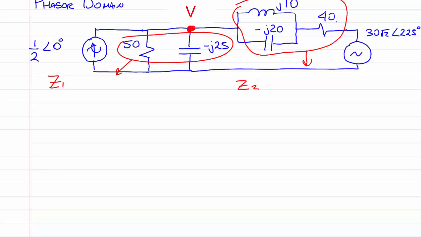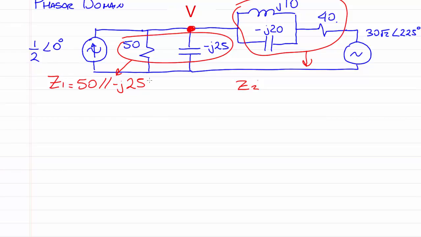Just like when we combined resistors together, we can combine impedances together. For Z1, you can see that I'm going to have 50 in parallel with minus J25.